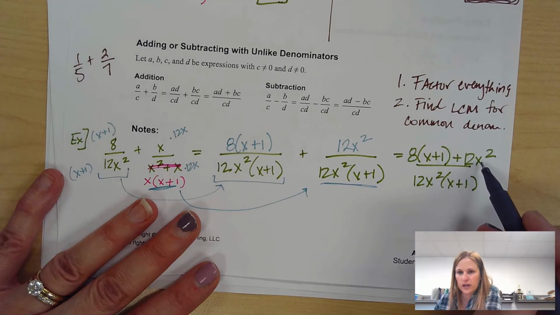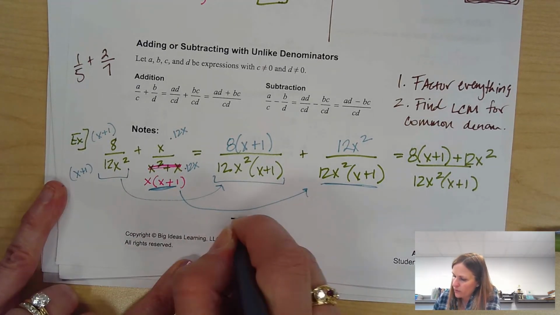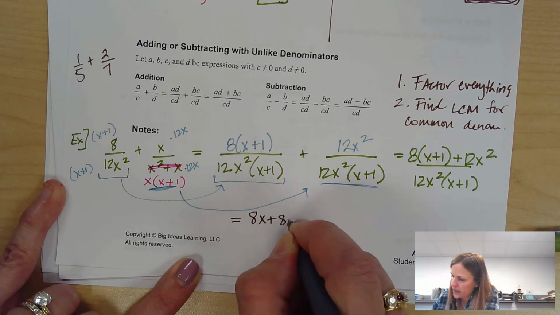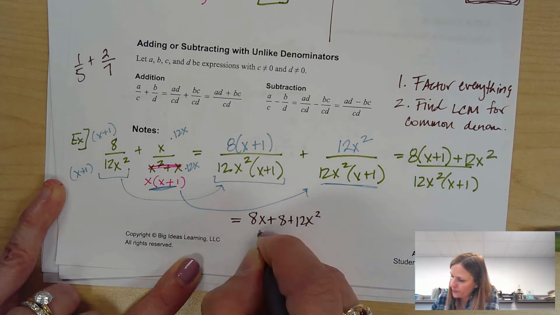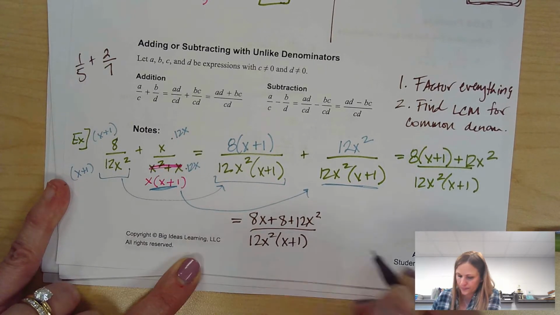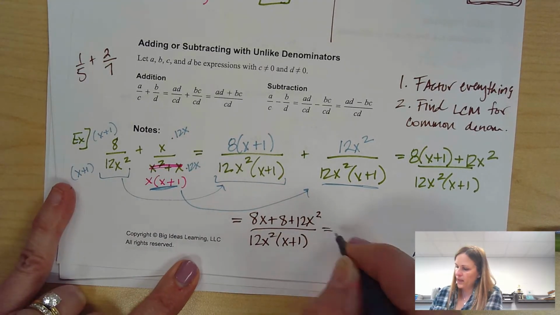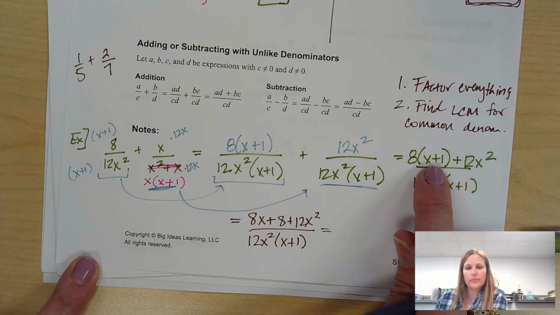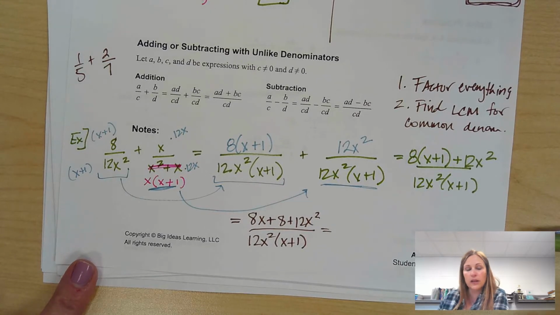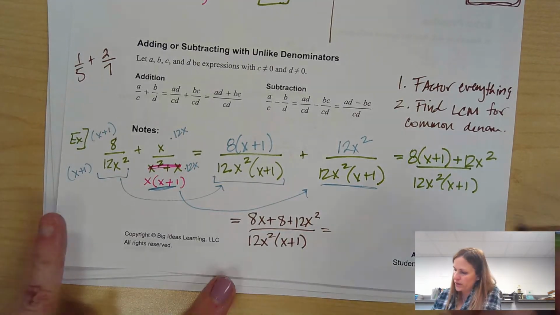need to expand this all out. So I'm going to write it down here. I'm going to distribute this 8. So I get 8x plus 8 plus 12x squared over, I'll keep the denominator the same, and you'll see why in a second. Basically what I'm trying to do is simplify this numerator. I want to combine everything here because I want to see if it can be reduced. I want to see if we can factor and reduce.